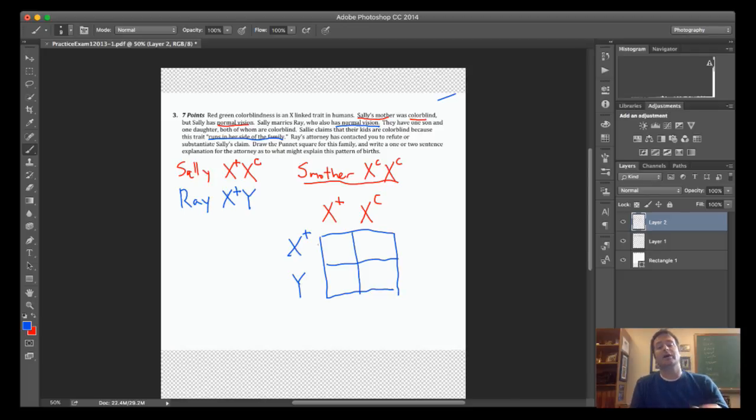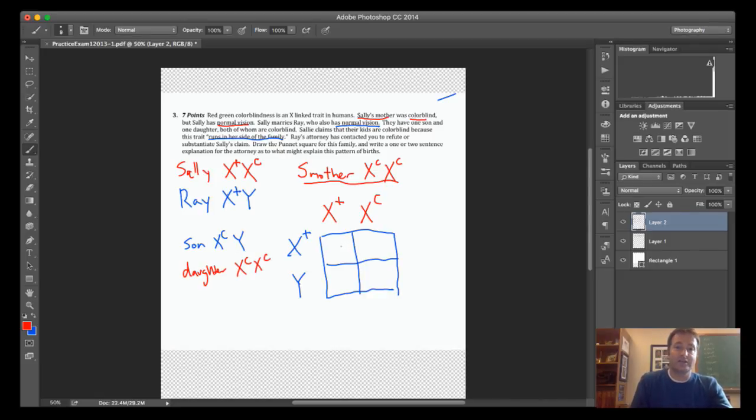So let's box this out, and hopefully I've given myself enough room. Now what we have to do is track what kinds of kids they could have. Now recall, they have one son who is colorblind, so that son must be XCY. And they have one daughter who is also colorblind. She must be XCXC. So let's have a look at this.